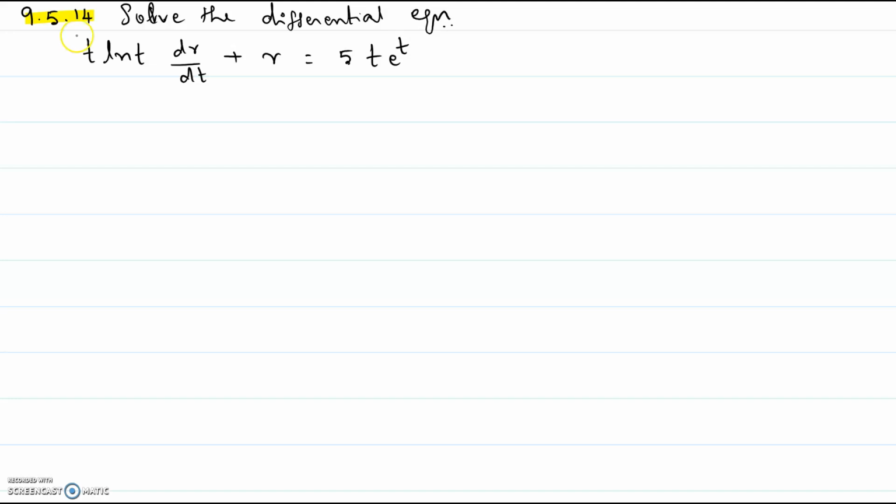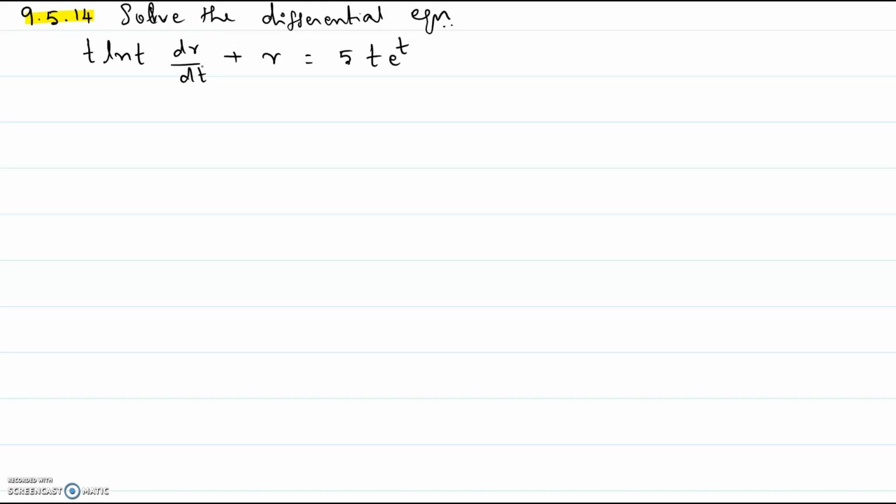Hi, in this video, I will be showing you problem number 14 of chapter 9, section 5. Solve the differential equation t times ln t times dr by dt plus r equal to 5t e to the t. So the two variables involved are r and t. First we want to determine what type of differential equation this is. Is it separable or linear?